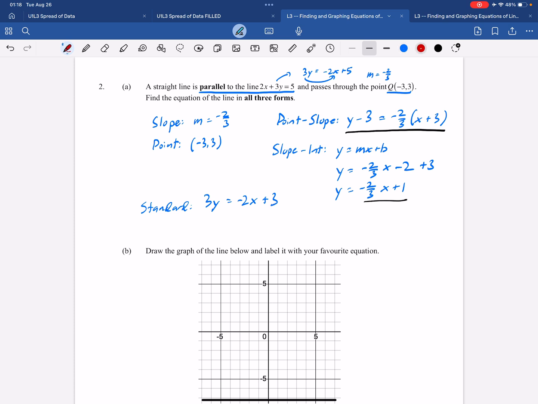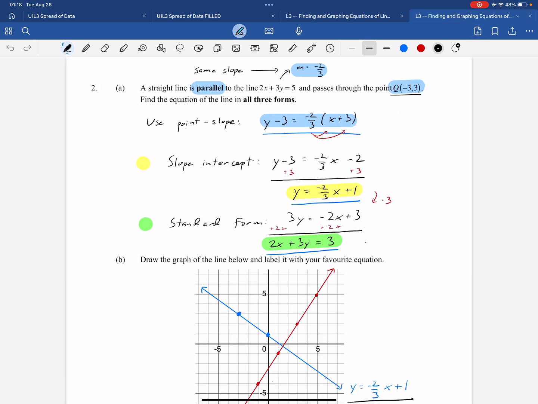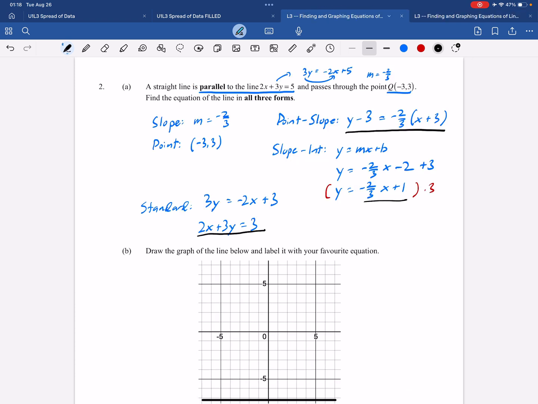So what I did with this, guys, was I multiplied everything by 3, both sides. And now we're almost there. We just have to move this over. So I'm going to move that over and write it as 2x plus 3y equals 3. Done. Let's just check that. Yep, same as last time I wrote these.